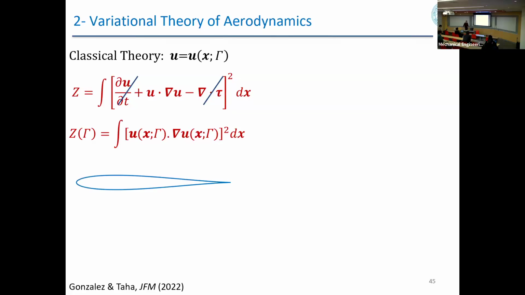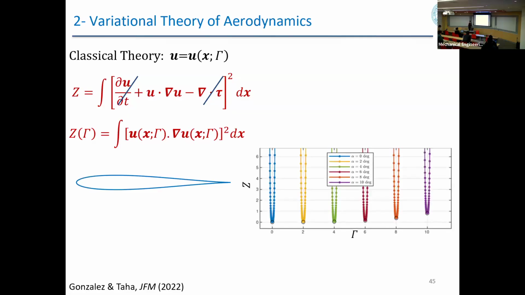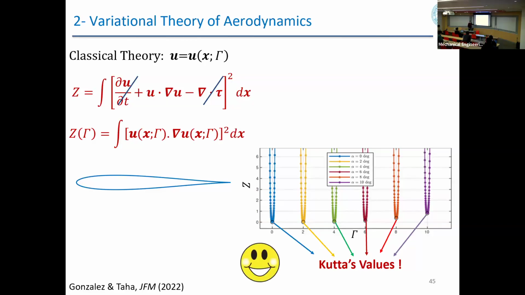So we said, okay, let's do this for the problems for which we know the solution already, sharp-edged airfoil. This is the variation of the cost versus gamma at different angles of attack. At each angle of attack, there is a unique gamma that minimizes curvature in the system. And these minimizers coincide exactly with Kutta's values for this case of a sharp-edged airfoil, which means that we happily recover the Kutta condition as a special case. But unlike Kutta's theory, this theory doesn't care whether we have a sharp edge or not at all.